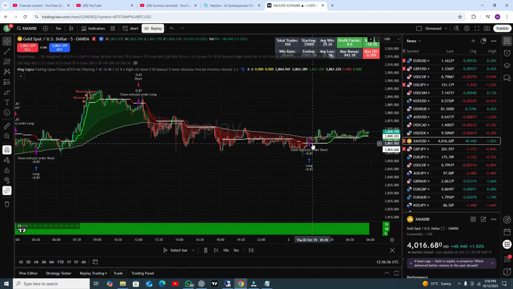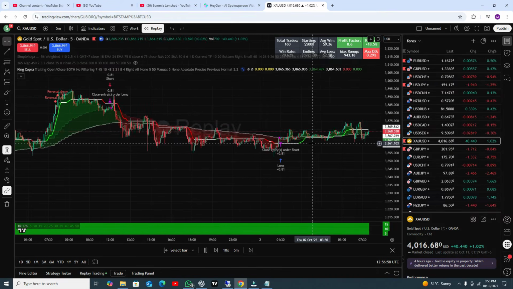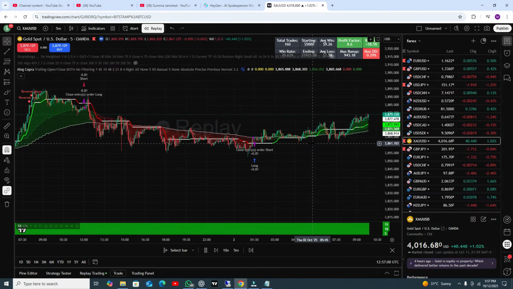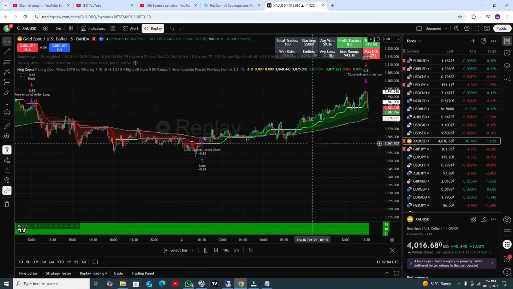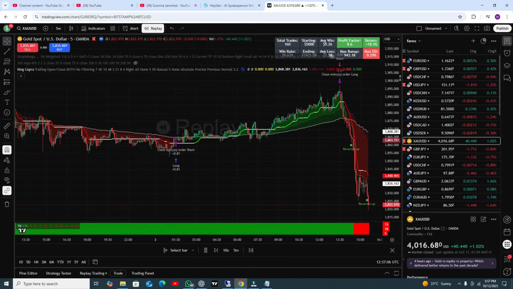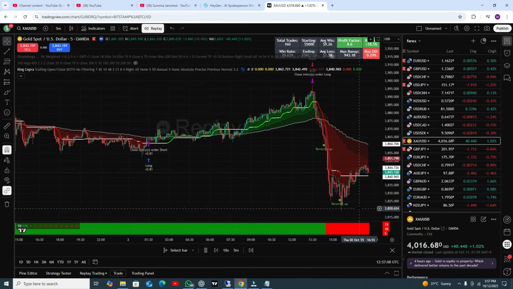When you got the buy signal, the price was 3861 and the market went from 61 to 85 or 890. Okay, that is awesome. That is a quick one.